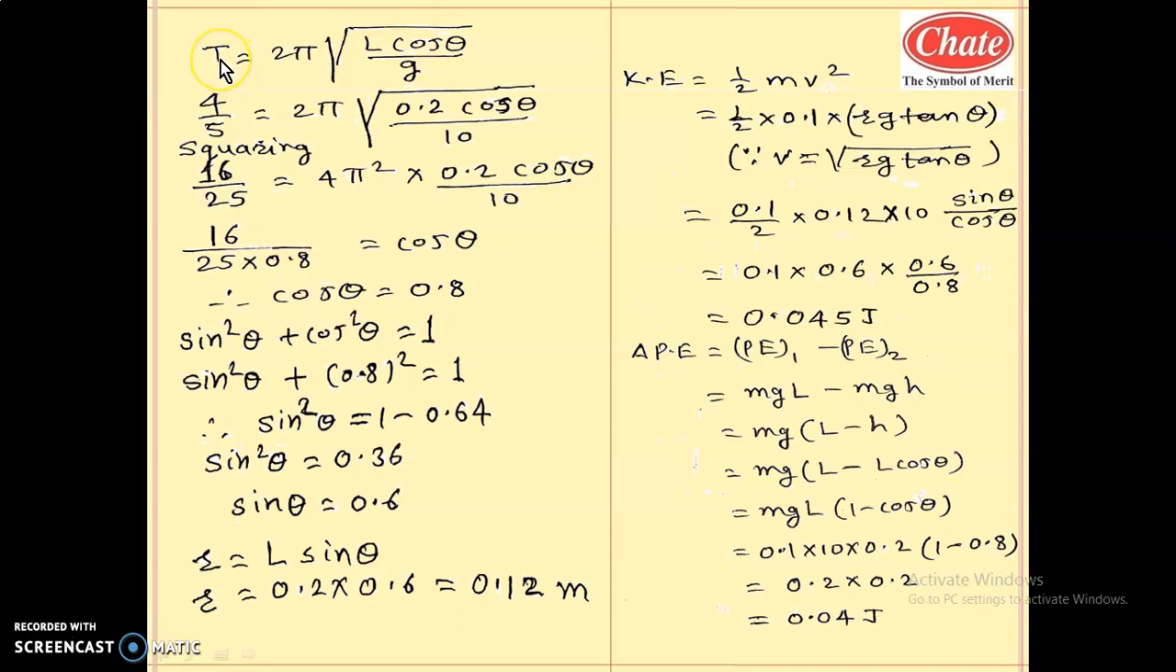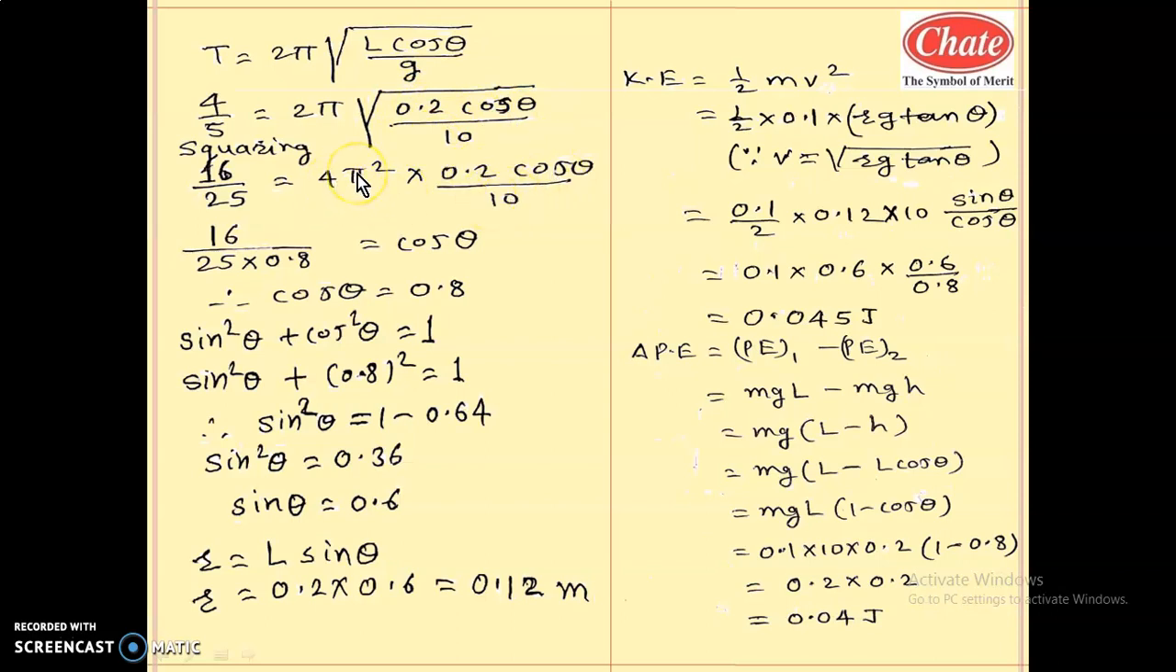For a conical pendulum, the period equation is T equal to 2 pi under root of L cos theta by g. Substituting the values, T is 4 by 5, which is equal to 2 pi under root of length 0.2 meter, cos theta by g, which is 10. Squaring this equation on both sides, 4 square is 16, 5 square is 25, equal to 2 pi square, which is 4 pi square. While taking the square, the square root gets removed and the term remains as it is. This is 0.2 cos theta by 10.